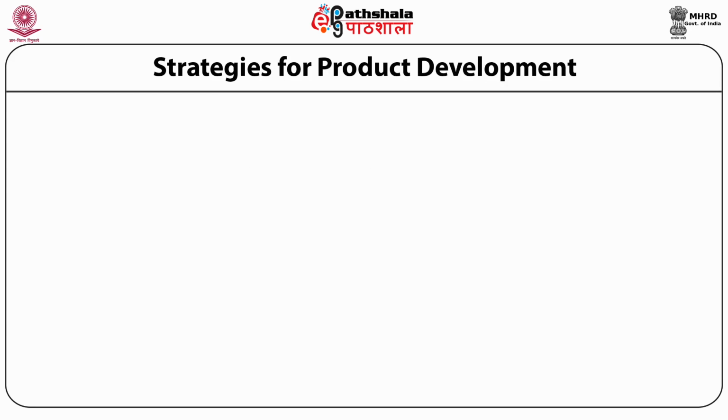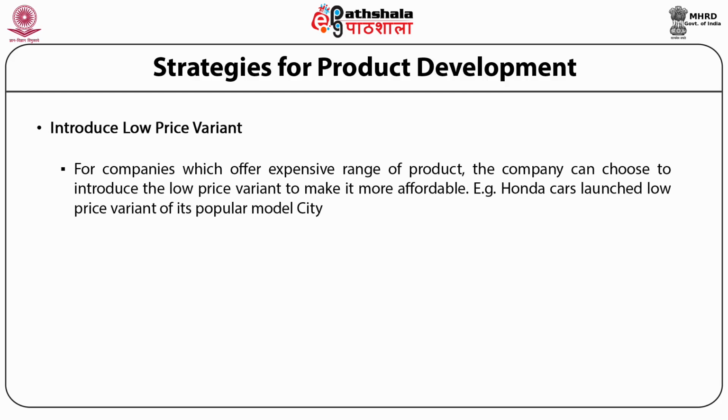The fifth option is that the company can introduce a low price variant. For example, Honda launched a low price variant for its popular model Honda City. So for companies which offer an expensive range of products, the company can choose to introduce a low price variant to make it much more affordable.